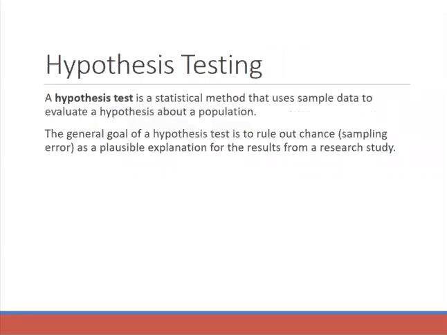But a hypothesis test in general is a statistical method that uses sample data to evaluate a hypothesis about the population. So the goal is to say that a change that we see in the dependent variable comes from the independent variable and not from chance. We're trying to rule out chance. In the simplest form, we're testing whether a sample mean represents a population mean, but it gets more complex later on. But typically, we're using a sample mean to evaluate a hypothesis about an unknown population mean.